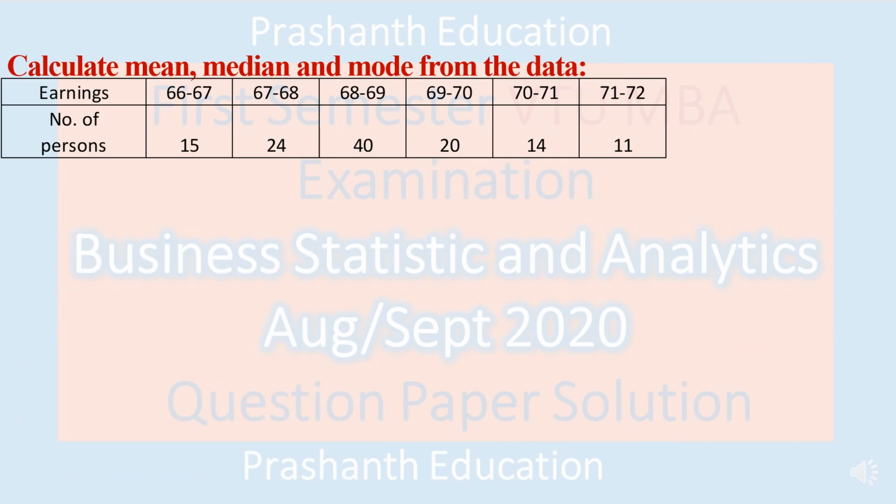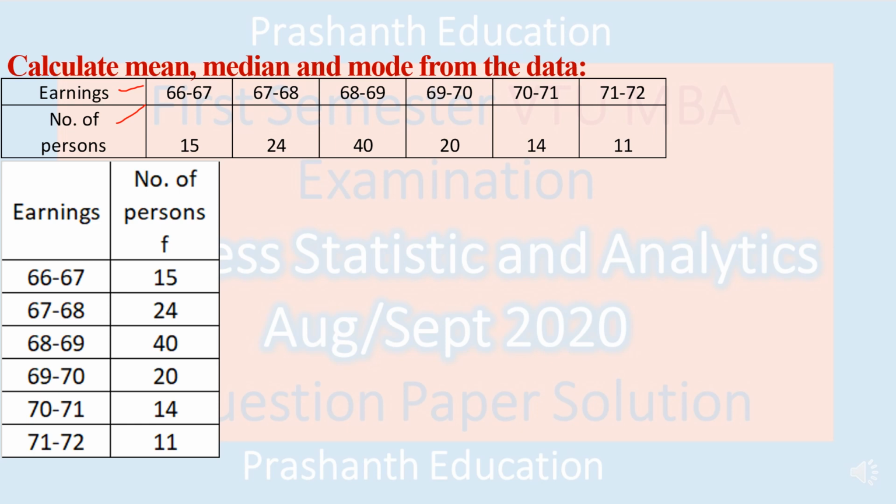Calculate mean, median and mode from the data. Earnings they have given, number of persons they have given. So this is class interval data. For this they are asking us to calculate mean, median and mode. Very easy. We will first write earning and number of persons.